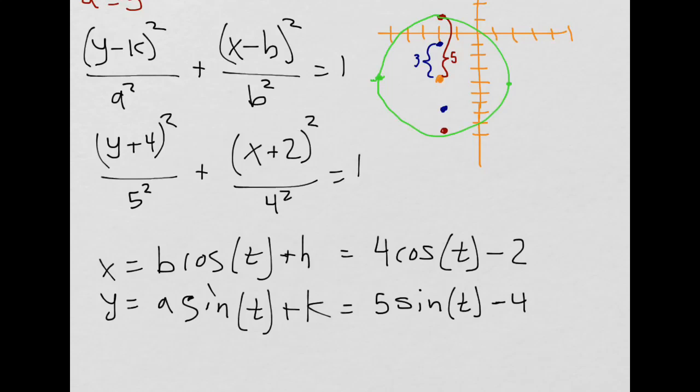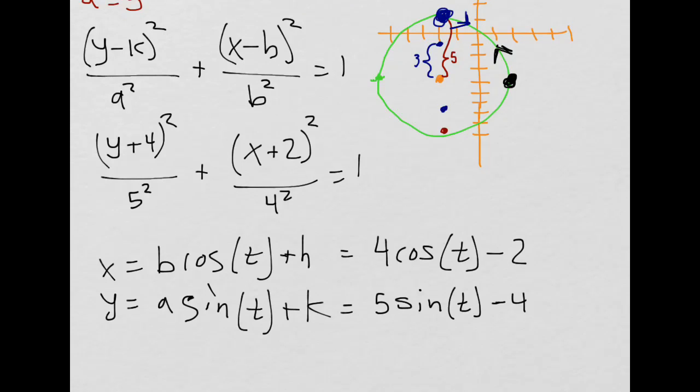Now, the starting point of this parameterization is going to be right there, and our orientation is going to be counterclockwise. Remember, because x is with cosine and y is with sine. If you flipped it, if you had 4 sine t minus 2 for x and 5 cosine t minus 4 for y, our starting point would be up here, and our orientation would be that way. That's everything you might ever want to know about this ellipse.